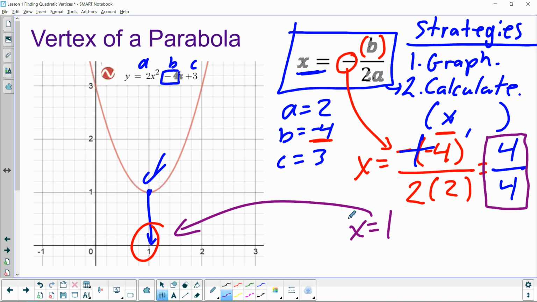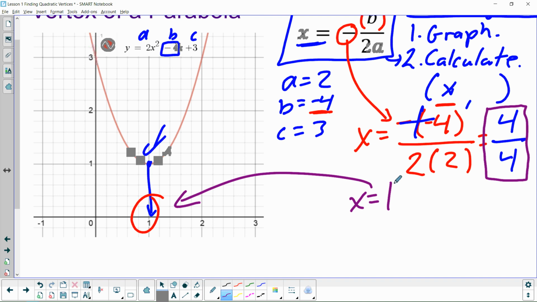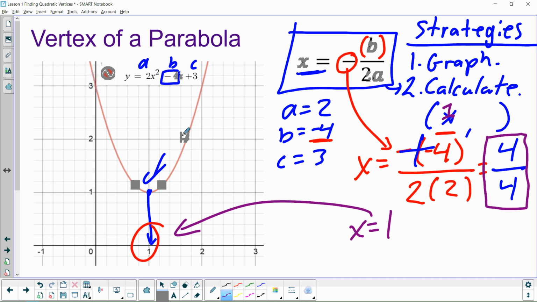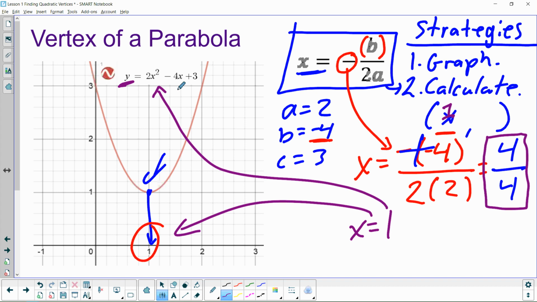So X is 1. But Mr. Barton, you didn't tell us how to get Y yet. I know, kid. Would you let me finish? Alright, so now we have X, and you're going to harass me until I tell you how to get Y. But luckily, if you look at the formula we start with, Y is already right there all by itself. All you have to do is plug your X into this formula, and then simplify it.